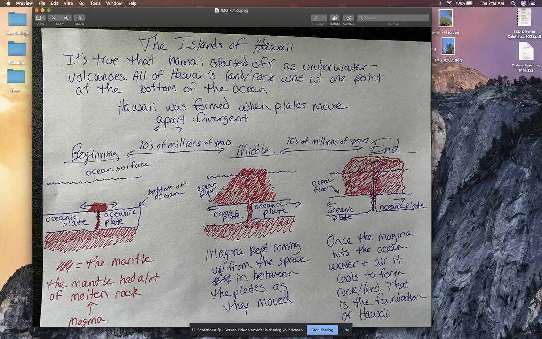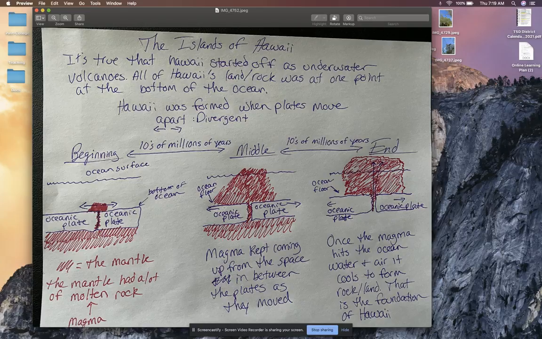So here's what happens. You have the ocean surface, right? But down on the bottom of the ocean floor, those are the oceanic plates. And what happens is they actually move apart. So when plates move apart, it's different than when they come together. This is called divergent. When the plates move apart, the mantle, this part of the mantle, is actually made up of molten rock. So when the oceanic plates move apart, molten rock can come up in between that space, and that's all lava and magma, and then it cools to form rock.